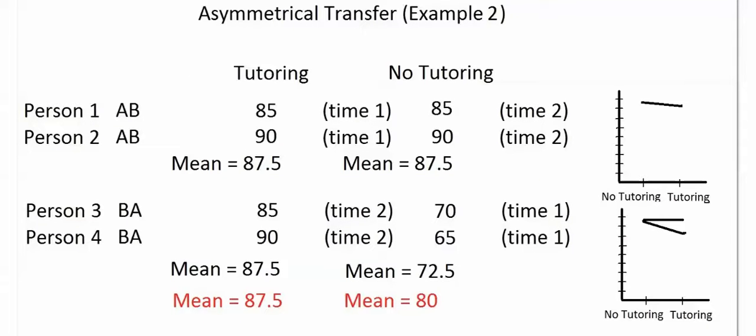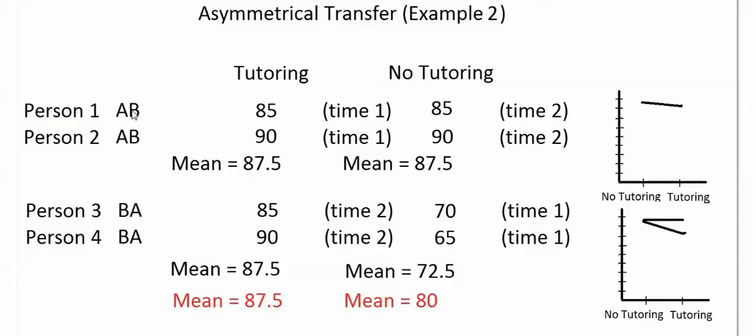Here's another example of asymmetrical transfer. It's an interaction between the independent variable and the order of conditions. Just like the first experiment, this experiment only has one independent variable, which is the tutoring. We have a tutored condition and an untutored condition, and we're recording exam scores.